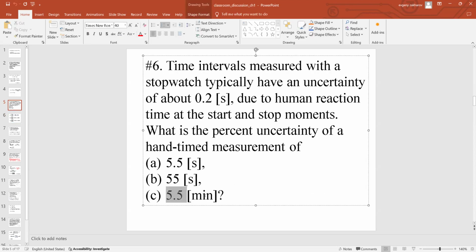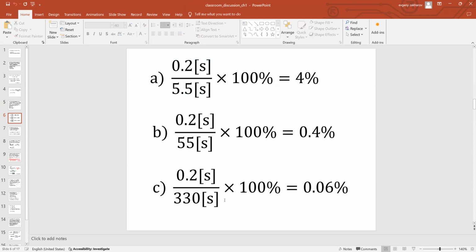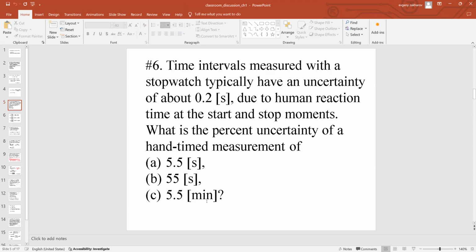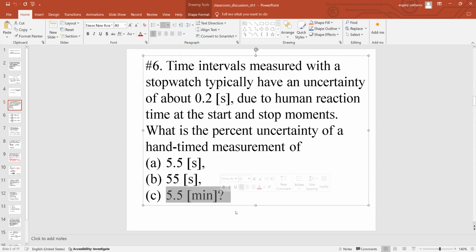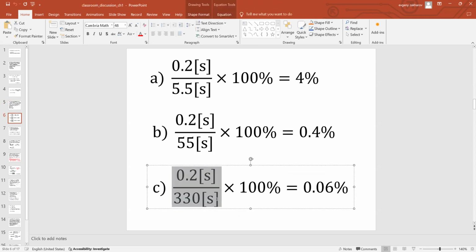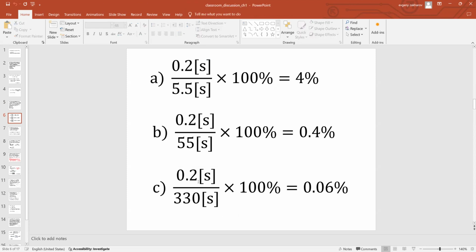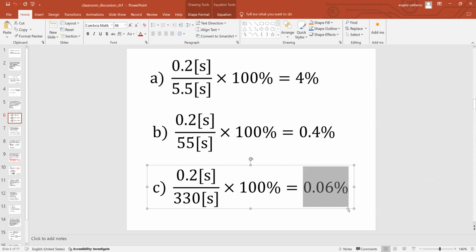Finally, like I said, 5.5 minutes, you can't do anything with minutes. So you have to get rid of minutes. So you have to convert 5.5 minutes into seconds. And we have 60 seconds in 1 minute. So you multiply this by 60, you get 330, and 0.2 seconds out of this large interval of time gives you an even better accuracy, which is shown.